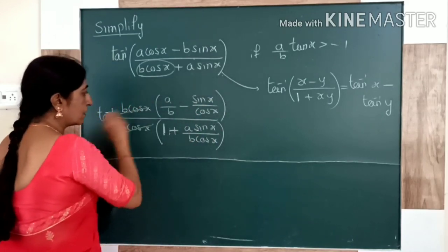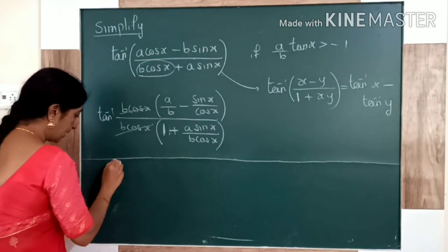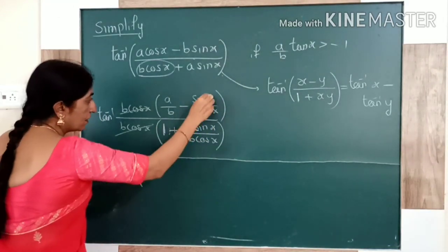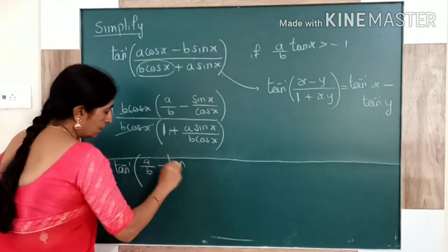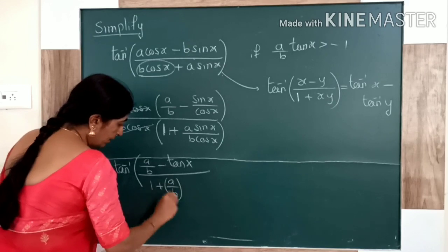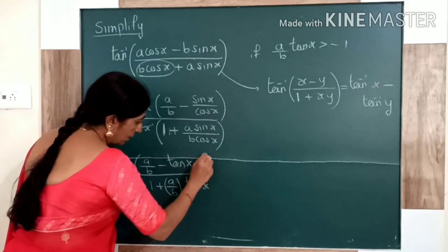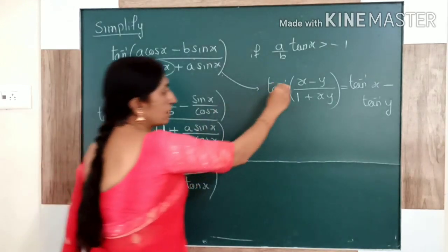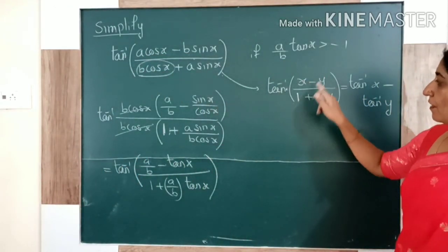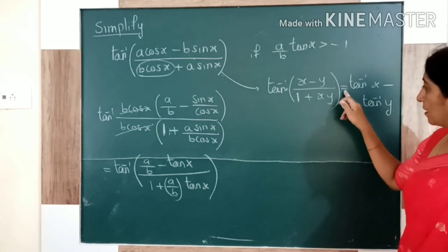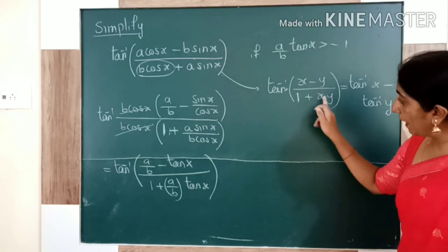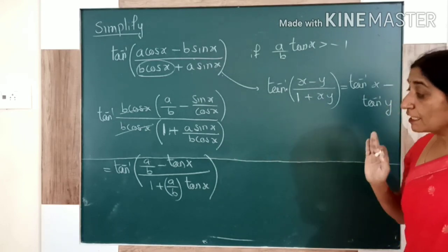So this gets cancelled. Now see, this can again be written as tan inverse of a by b, since sin by cos is tan x, upon 1 plus a by b into tan x. Now compare this one and this one. It is tan inverse of (x minus y) upon (1 plus xy) is equal to tan inverse x minus tan inverse y. See, the two brackets are similar.